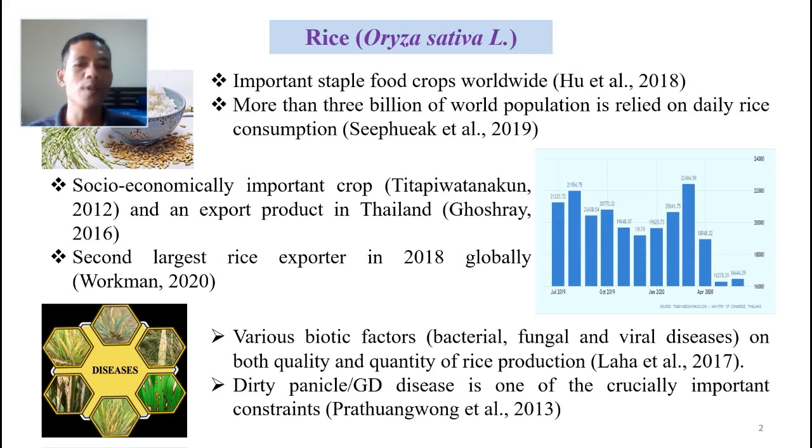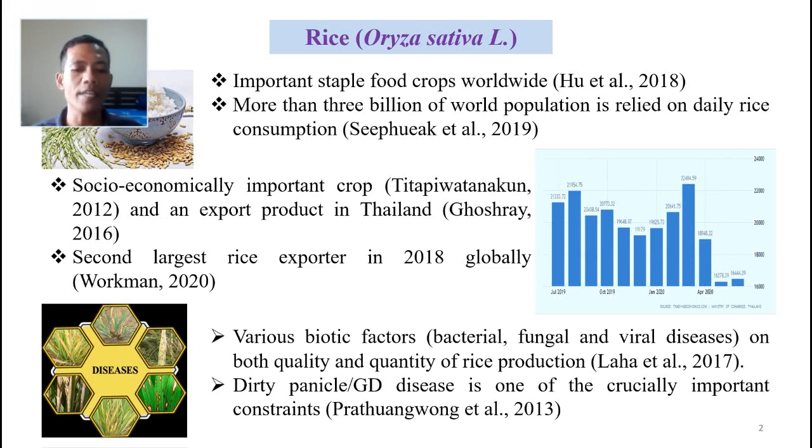Rice is actually an important crop worldwide, and more than 3 billion of the world's population rely on daily rice consumption. Also in Thailand, rice is a socio-economically important crop and an export product. Thailand was the second largest rice exporter in 2018.